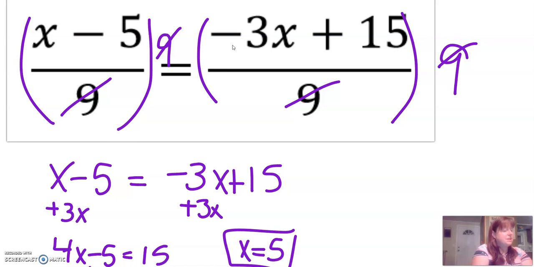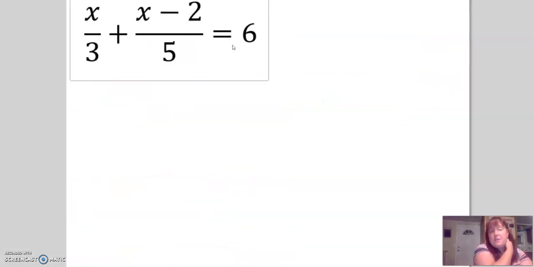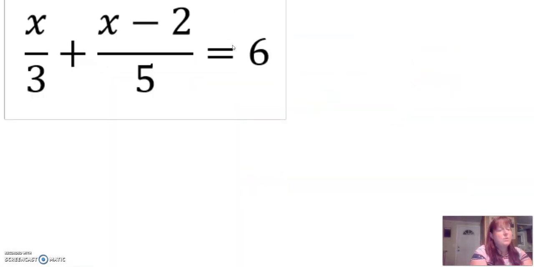So again, we just clear the fraction. Let's try it again for something a little bit more complicated. Now this one, again, we want to clear the fraction. Ask yourself, what can I multiply everything by that will make it so there are no more denominators at all? And I look, and I can't multiply by 3 because that won't clear this fraction, right? I'd still have 3 over 5. And I can't multiply by 5 because it wouldn't clear this fraction. So what do I need to multiply by?